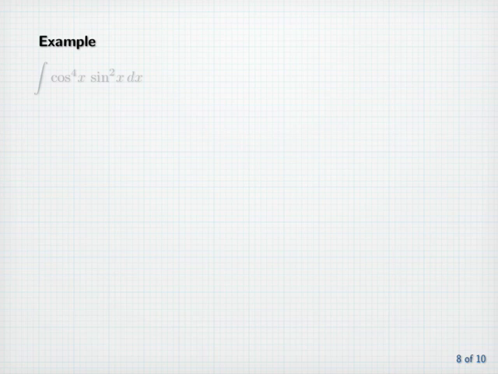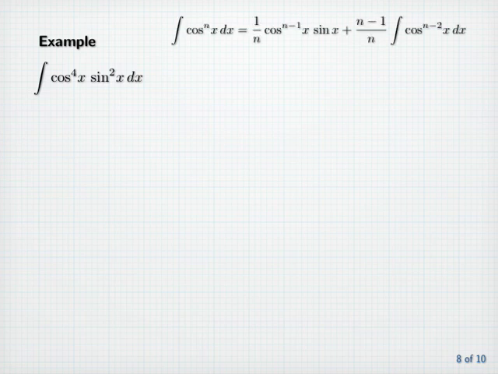Now let's look at an example where we use those formulas. Let's integrate the fourth power of cosine x times sine squared x dx. Here we'll make use of the reduction formula for powers of cosine. The first thing we'll do is replace sine squared x with 1 minus cosine squared x, and then multiply out that product and break the integral into 2, the integral of cosine to the 4th x dx minus the integral of cosine to the 6th x dx.